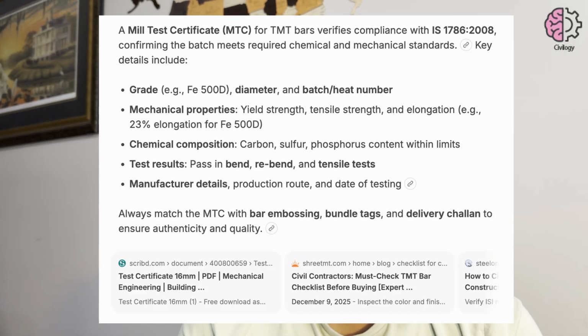So what is a mill certificate? If you're getting steel from the factory, the factory performs tests and gives a certification saying that this steel is good. That certificate is very important to ask for from the contractor. If he is not providing that, something is wrong, because all the factories have to give a mill certificate to the vendor, the one who is selling to you. If they don't want to provide it, something is not good. So just try to return it or get it from another vendor.